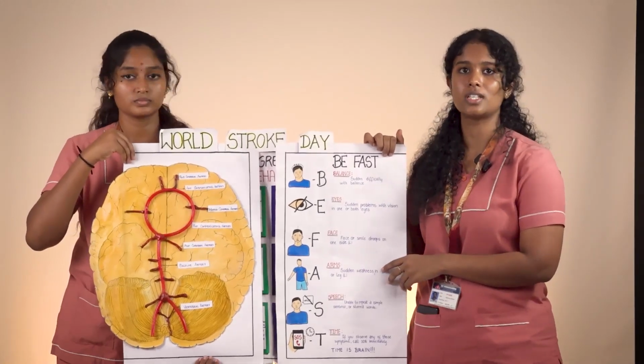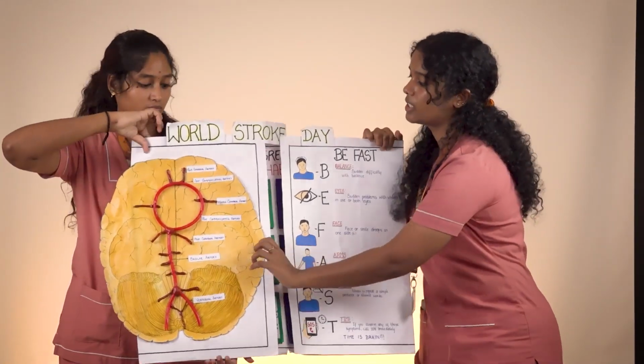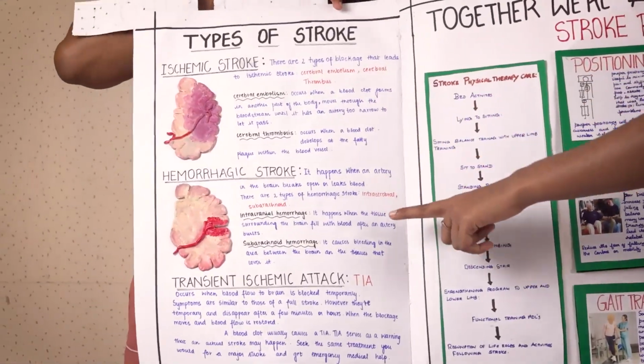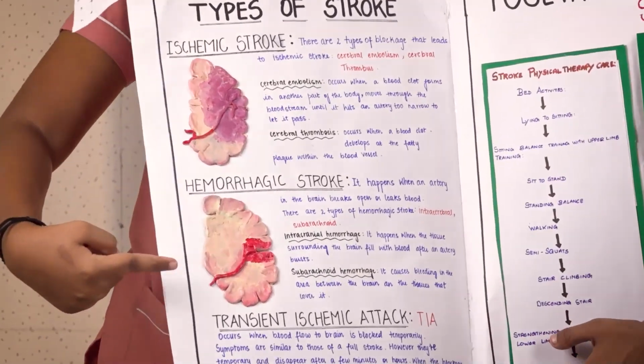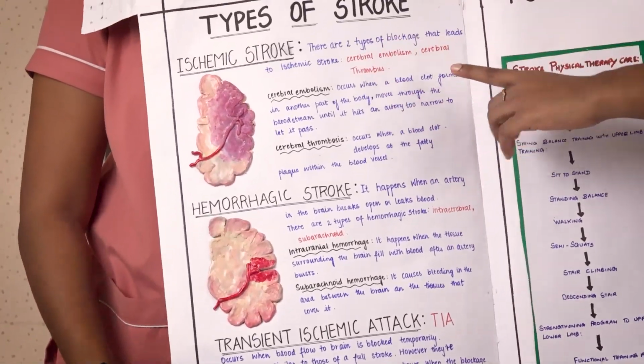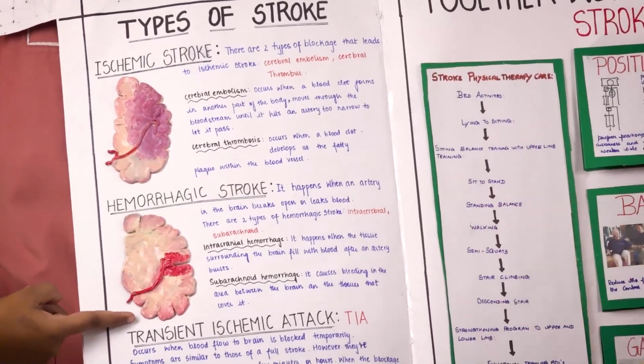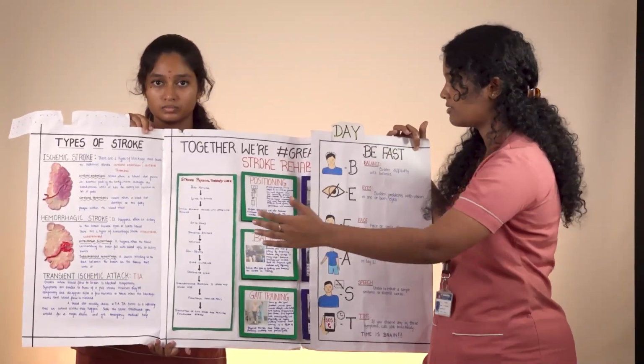Stroke is a condition in which there is damage to the brain tissues due to the interruption of the blood supply. This is due to ischemic stroke, hemorrhagic stroke, and there's another type called transient ischemic attack. In ischemic stroke, we have embolism and thrombus, and in hemorrhagic stroke, we have intracranial hemorrhage and subarachnoid hemorrhage. These are the types we have in stroke.